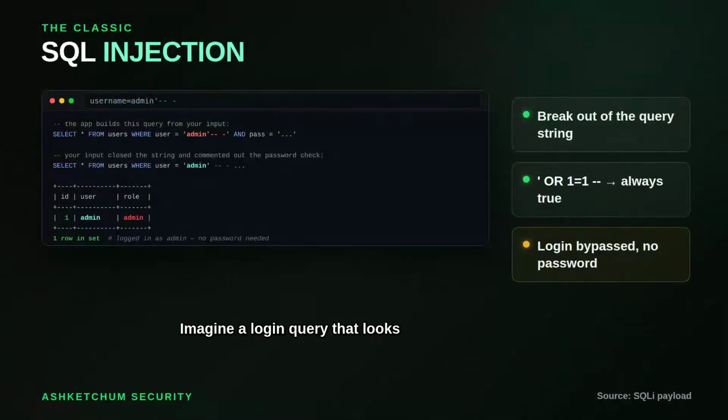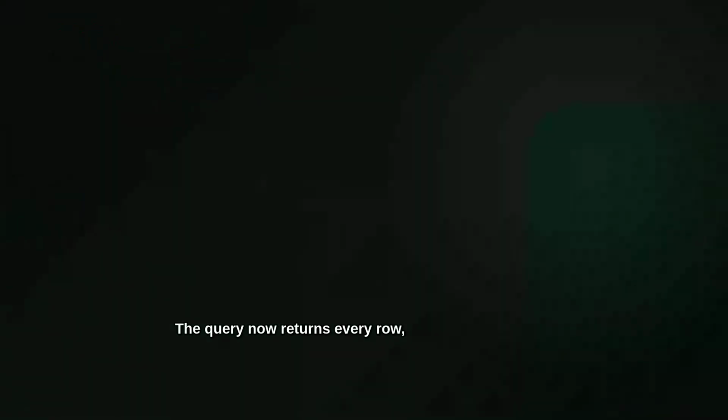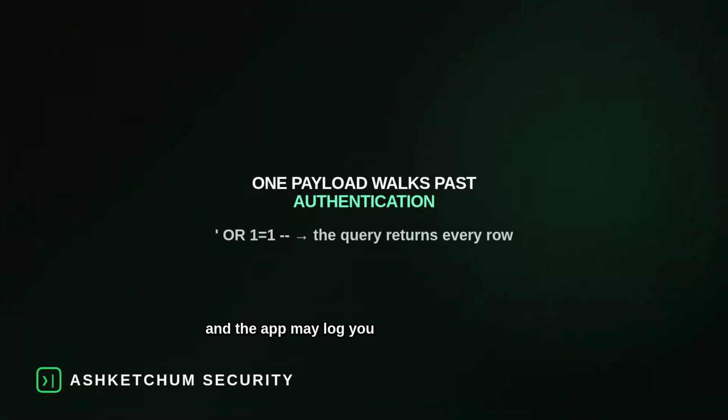Here's the mechanic. Imagine a login query that looks up a user where the username equals whatever you typed. Normally you type a name, but what if you type a single quote, then space, OR 1=1, then a comment marker? You've closed the original string early, injected a condition that's always true, and commented out the rest. The query now returns every row, and the app may log you in as the first user, often the administrator, with no password at all. That tiny payload just walked past authentication.